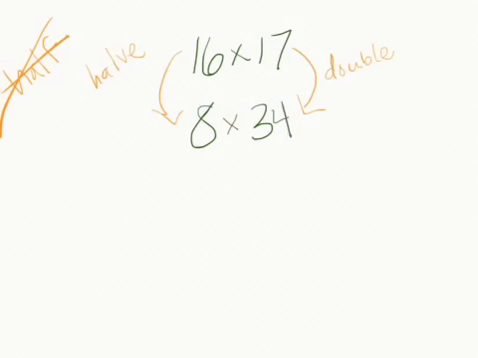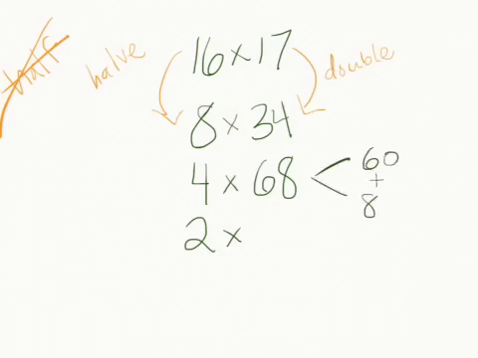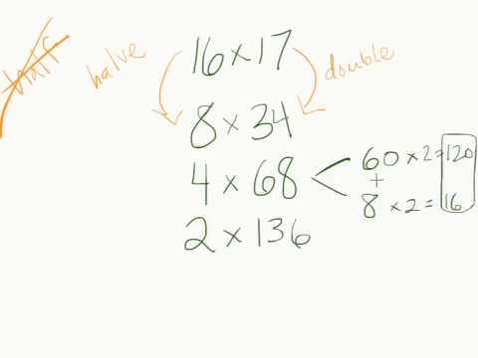Let's continue down that string of halving and doubling. Okay, half of 8 is 4, but then I need to double my 34. I'd get 68. Still not really friendly, so let's keep going until we get to some friendly numbers. Have it, double it. Well, 60 doubled. If I think of this as 60 plus 8, 60 doubled would be 120. And 8 doubled would be 16. So 120 plus 16 would get me 136.